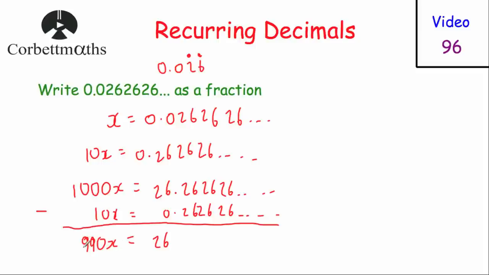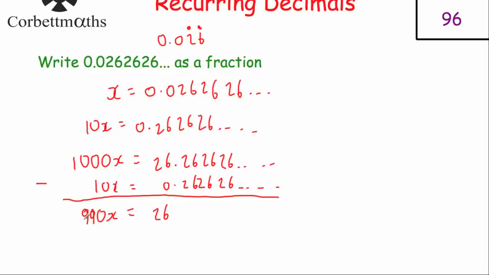So we've got 990x equals 26. Now remember, we let the number we started with in the question be x, so what we want to do is solve this equation and find out what x is. So if we divide both sides of this equation by 990, we'll find x. So divide by 990 and divide by 990, and that gives us, on the left hand side, x, and on the right hand side we would have 26 over 990.